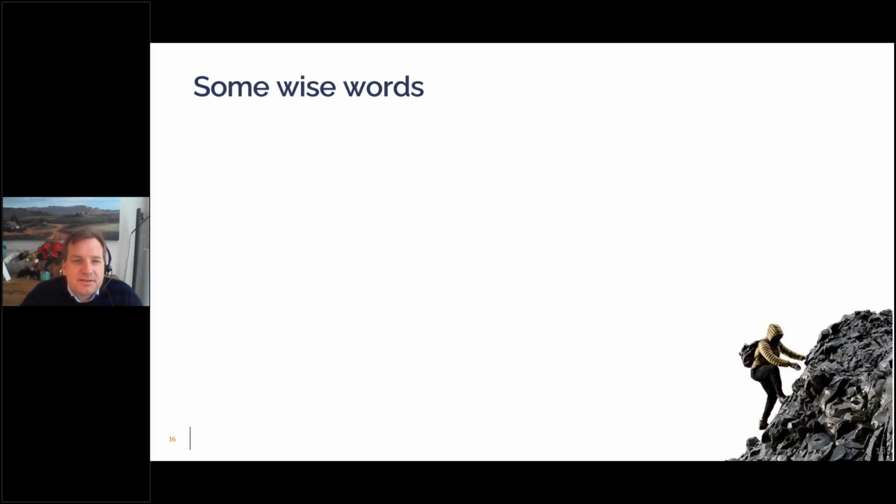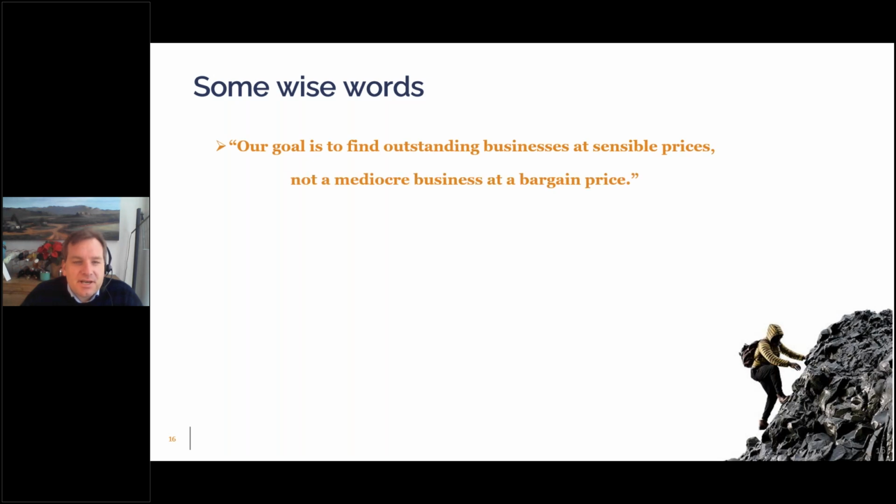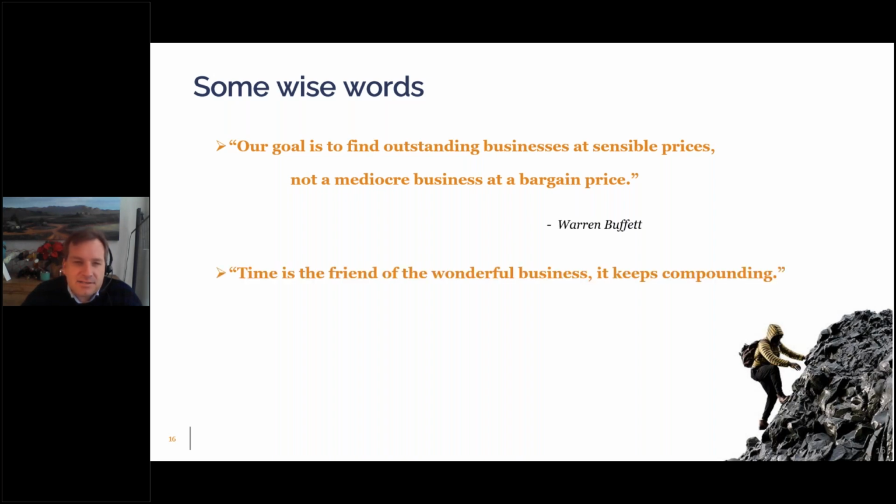So just to finish up on some wise words, Buffett, probably the most famous quality investor, who again does overlay valuation on his quality approach, says his goal is to find outstanding businesses at sensible prices, not mediocre businesses at bargain prices. I've learned from experience the way to damage returns. No one will overpay for a mediocre business, but it's when you see a mediocre business at a bargain price that you make mistakes. I've definitely learned that from practice.